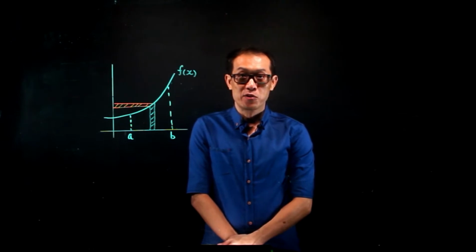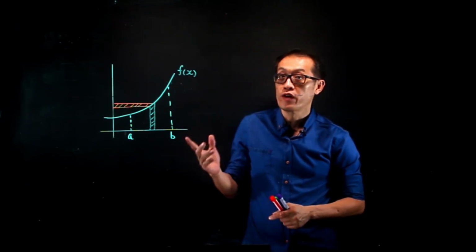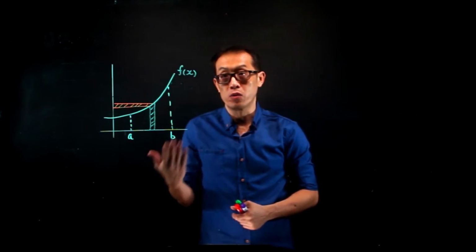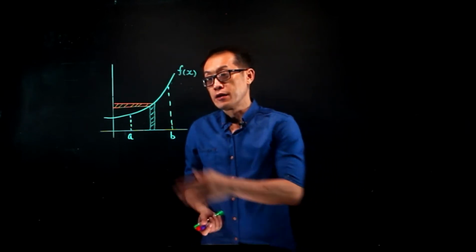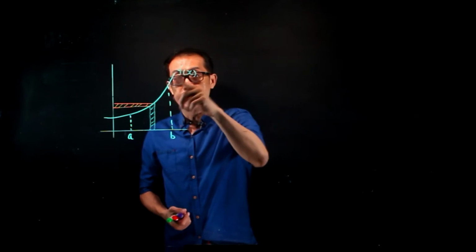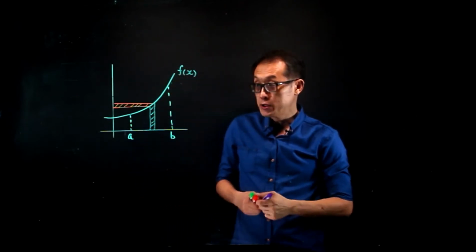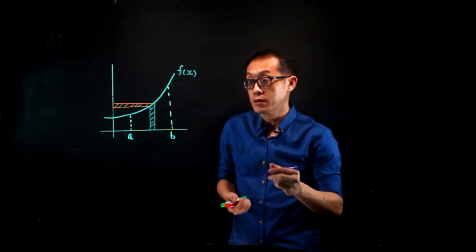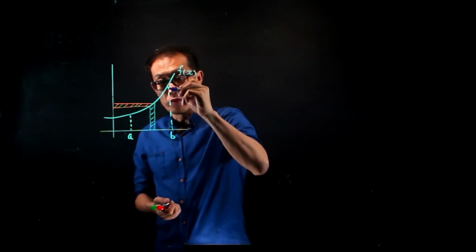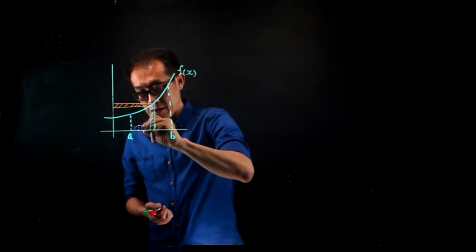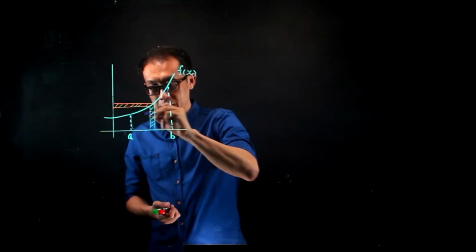Hi, today we are going to learn how to find the area of a curve that is bounded by the x-axis or the y-axis. Now let's consider this graph y equals f of x. Our objective for the first part of the lesson is we want to find this area. This particular area here.